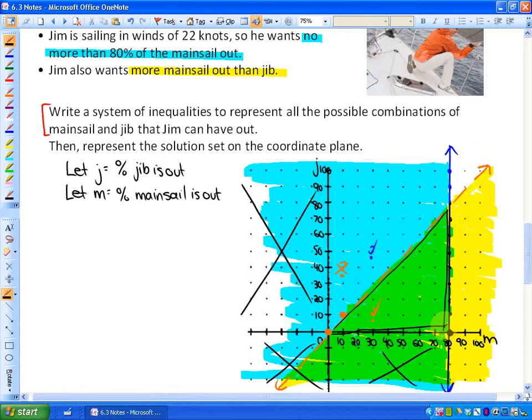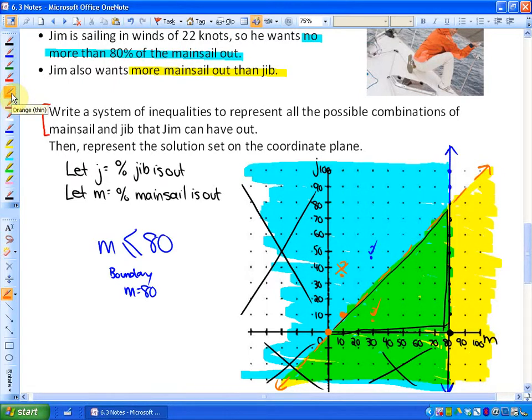Now, if we'd like to actually use a system of inequalities to do this, it's totally possible. It would look like this. According to our blue constraint, no more than 80% of mainsail out, that would be that mainsail has to be less than or equal to 80, and the boundary line would be where m equals 80, and you get the exact same vertical boundary line. So you can see you get it the same way, and you'd also shade below it, so the exact same graph of that inequality.